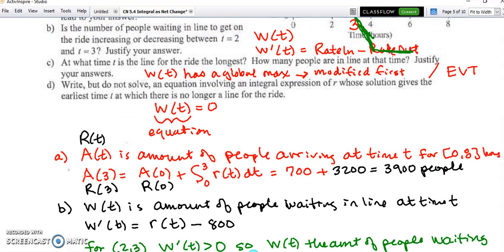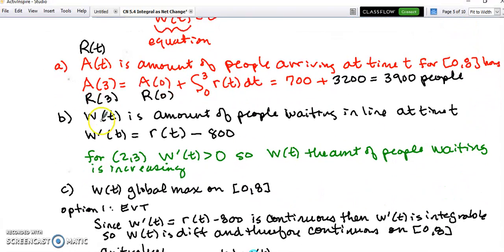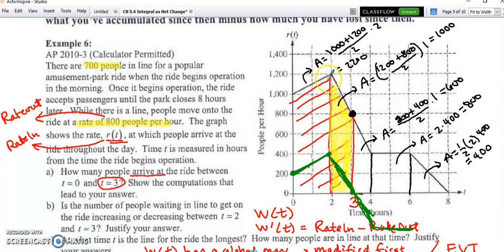For B, the amount of people waiting in line, again, I defined a function. I called it W of t. I'm really interested in the derivative of that. Notice I don't have to, in this problem, actually find W of t because we know W increases when the derivative is positive and decreases when the derivative is negative. So I really just needed to look at the derivative. And the derivative, the rate that you're waiting in line, is the rate of the people arriving minus the rate that they are leaving. And so what I did is I'm using the graph, and you're basically subtracting a constant from the rate that you have.